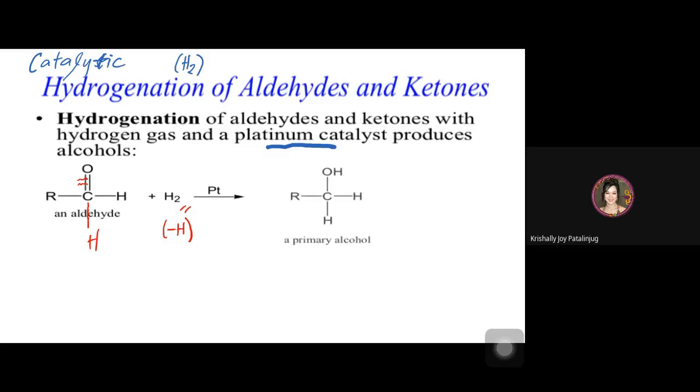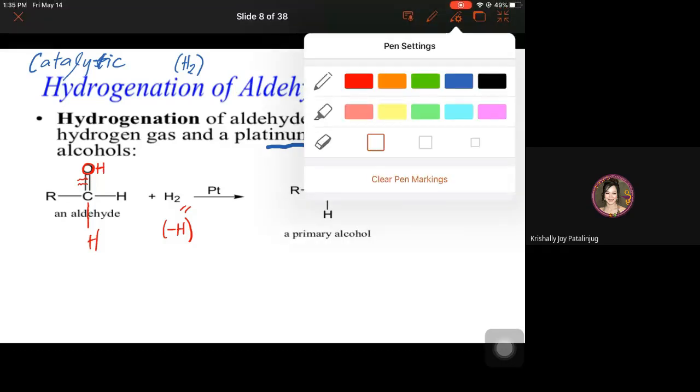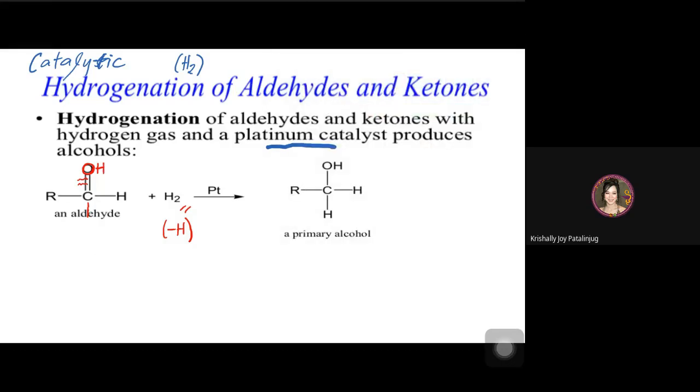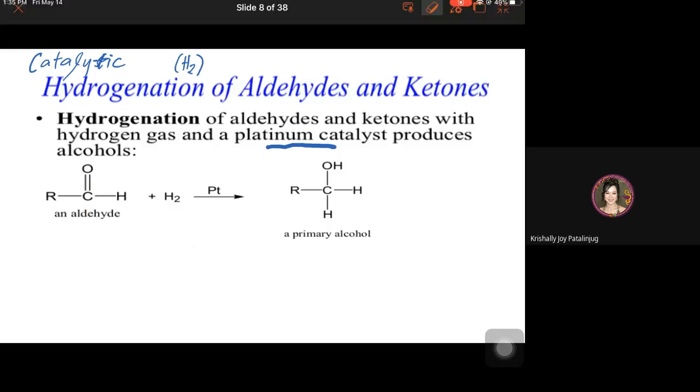After the hydrogen is added, the oxygen has to be stabilized. How? It will be protonated; it will accept a proton from the reaction. To stabilize it, it will accept hydrogen from the reaction, forming an alcohol in that part. So it becomes OH. That is why the final product is a primary alcohol.